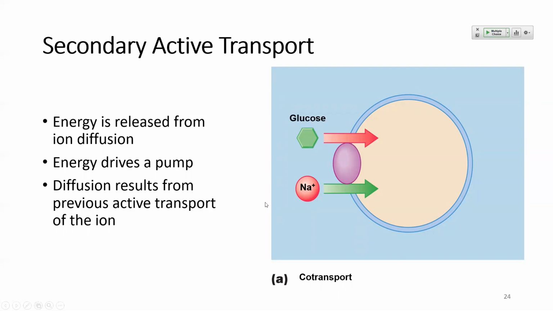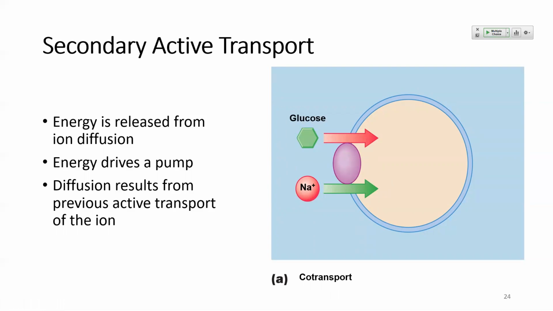And so that donates or liberates some energy, and we can see that by this green arrow. Now, the energy that donates can be used by this carrier, this pump, to drive the movement of glucose against its concentration gradient.